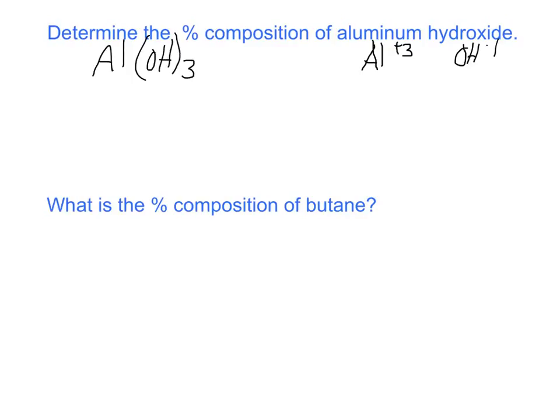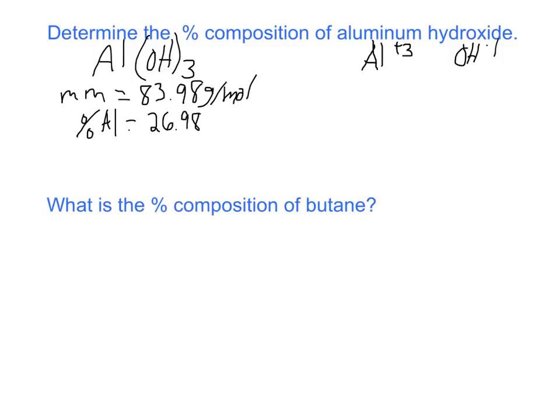Again, the next step is to figure out the molar mass. So for this, the molar mass is 83.98 grams per mole. And then we just hit the periodic table and find the percentage of each component there. Aluminum would be 26.98, 26.98 divided by 83.98.